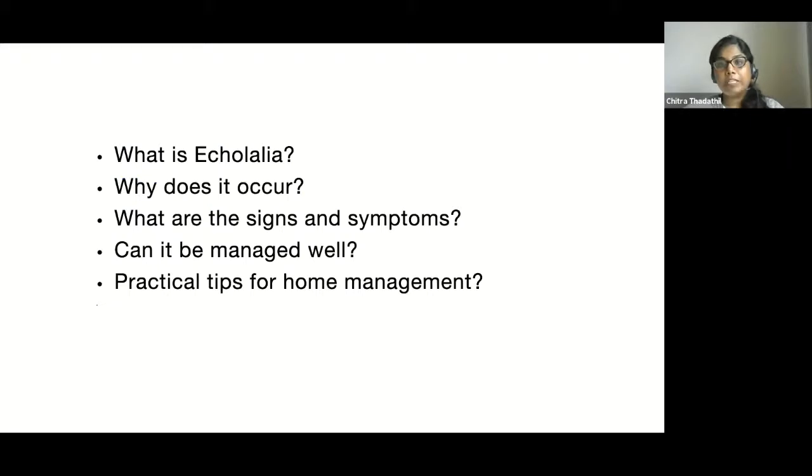So today we'll be talking about what is echolalia, why does it occur, what are the signs and symptoms, if it can be managed well, and practical tips for home management. I will be covering all these aspects very comprehensively, and I've made it very simple for parents to understand. I've converted whatever is complex and academic into a simple and practical way of working with your children at home.